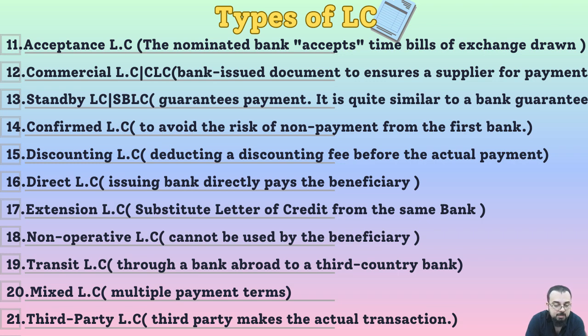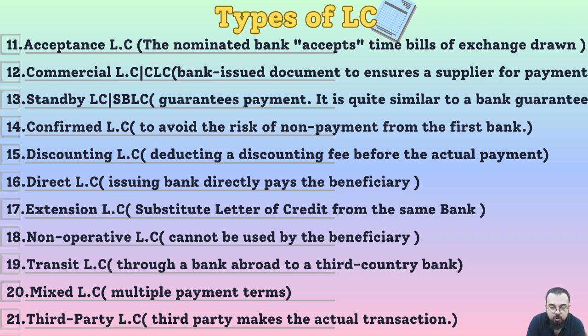What is acceptance LC? The seller gives a time draft, or better say a time bill of exchange, to the nominated bank. The bank accepts the bill of exchange drawn on the bank by the debtor, discounts them, and agrees to pay for them when they mature. It's the same as usance and a negotiation LC. So that was acceptance LC.